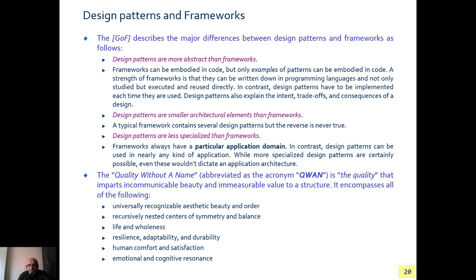As I have mentioned about the hierarchies, architecture focuses on macro architecture, frameworks on mini architecture, and design patterns indicate micro architecture. So QWAN, that is Quality Without A Name, is the quality addressing resilience, life and wholeness, balance, human comfort and satisfaction. And the last part is very interesting: emotional and cognitive resonance.